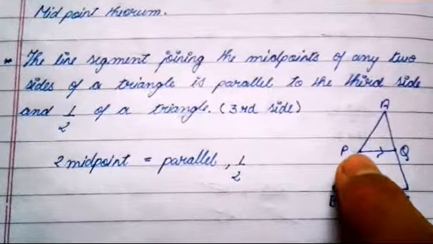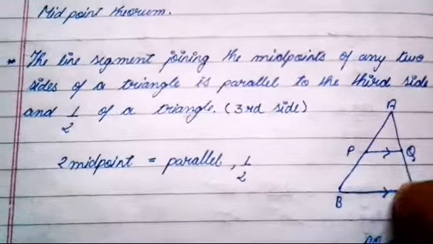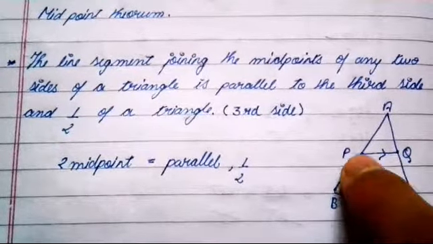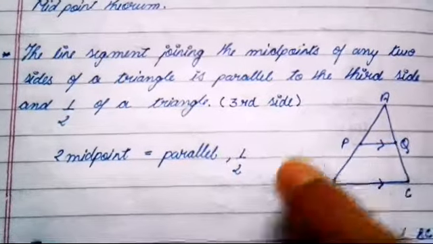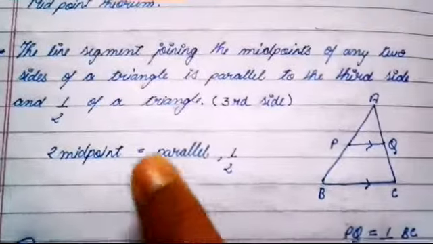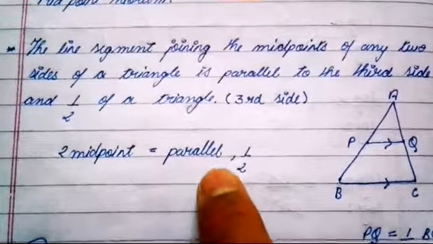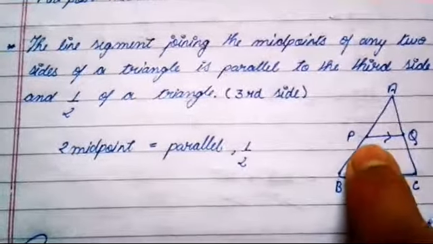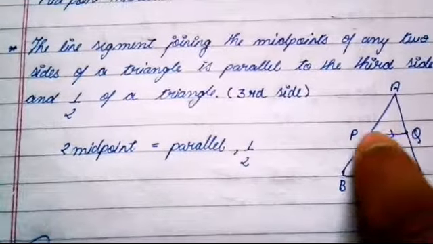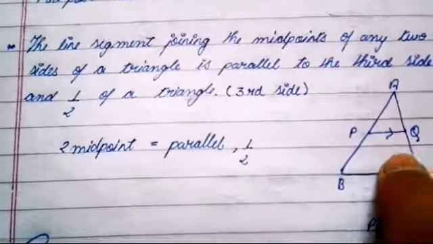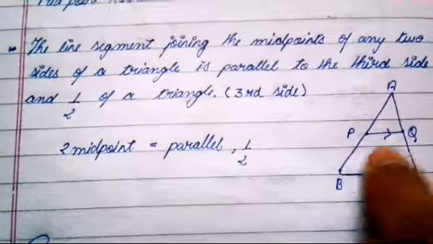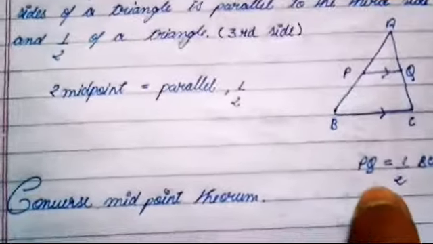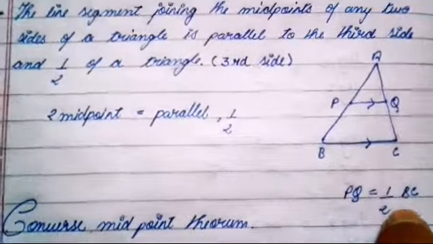midpoints of any two sides of a triangle means AB and AC. The midpoints of AB and AC are P and Q respectively, and PQ is parallel to BC. They are parallel because the line segment joining two midpoints is parallel to the third side and half of it. Any two midpoints joined form a line segment that is parallel, and half of it means PQ is half of BC. Therefore, PQ is half of BC.